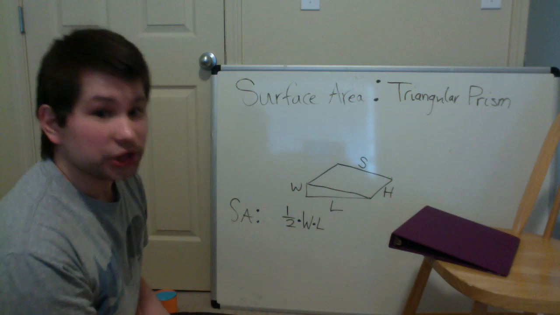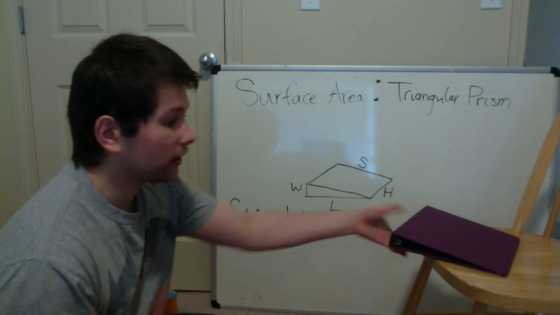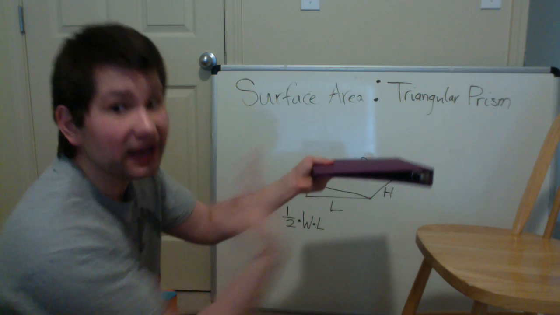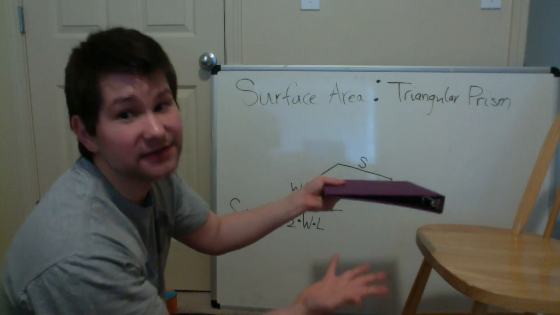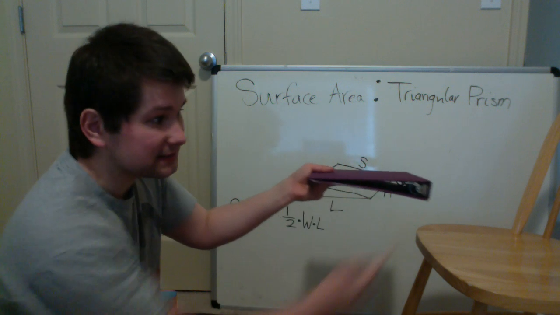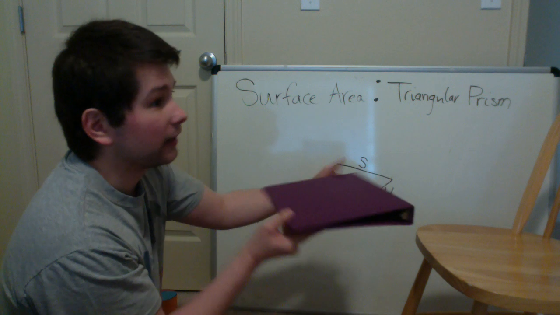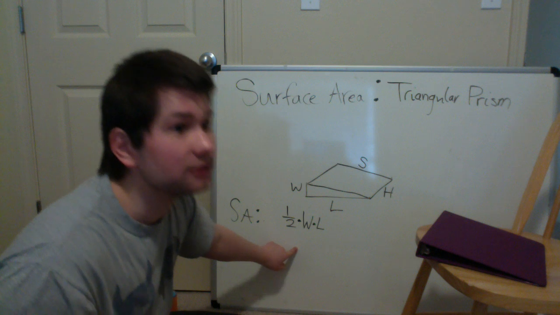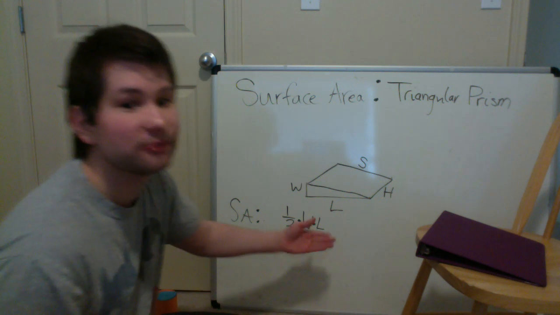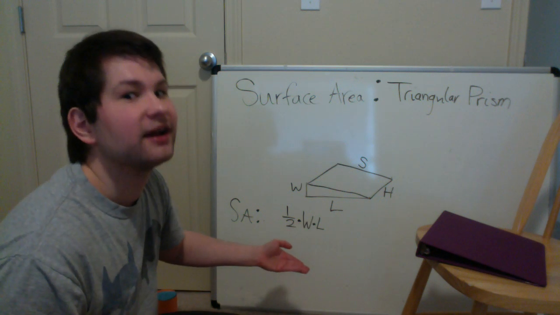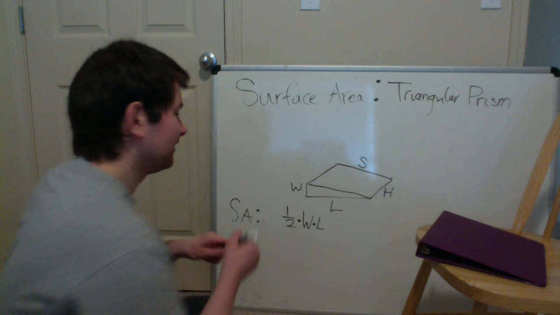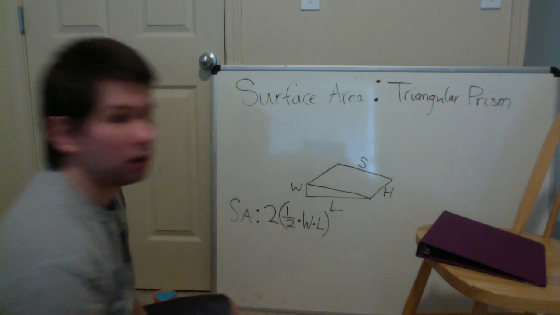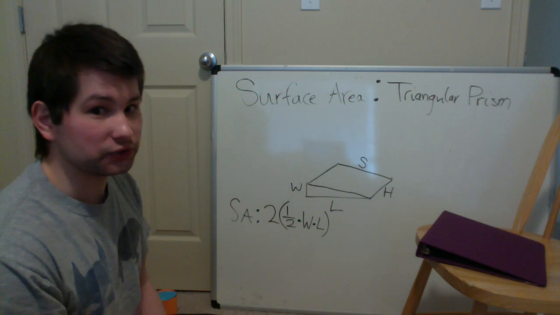Now, just like with the rectangular prism, whatever the area of the triangle is on this side, it's going to be the same as on this side, right? It's the exact same triangle, okay? So if we know how to calculate the area for the one on the front, it's going to be the exact same on the back. So what do we need to multiply this by? Not 1, not 3, but 2. There we go. Now we've accounted for 2 sides.